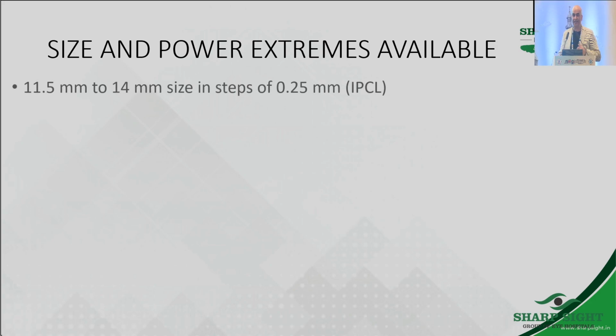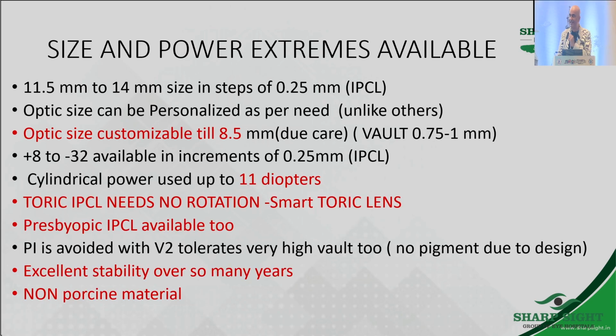Now sizes and extremes of power, we all know the variability of size is amazing. 0.25 change for each size. Unlike other lenses which come in half a millimeter, you can actually size your fitting very perfectly, unlike a normal ICL or a RIL where you have half-diopter steps. Another beautiful part about the design is you do not need to rotate the lens. You can just put it at 0-180 and it will give you the perfect lock.